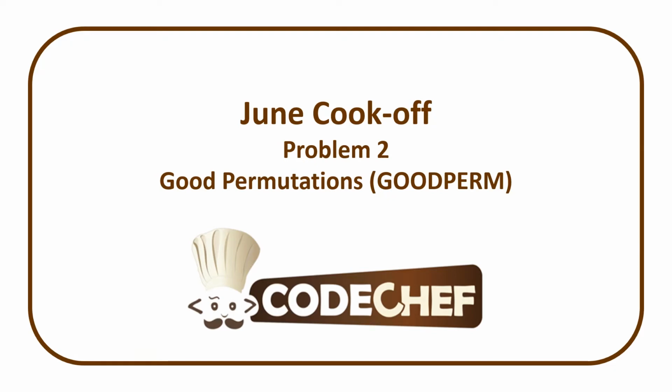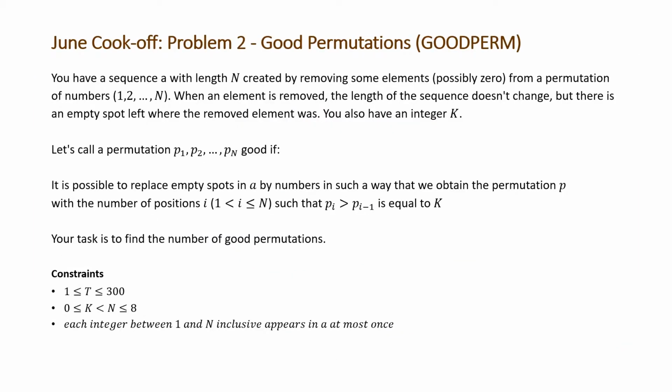In this video, we're going to be covering the solution to problem 2 from the CodeChef June Cook-Off entitled Good Permutations. The problem states you have a sequence A with length n created by removing some elements, possibly 0, from a permutation of numbers 1 through n. When an element is removed, the length of the sequence doesn't change, but there is an empty spot left where the removed element was. You also have an integer k.